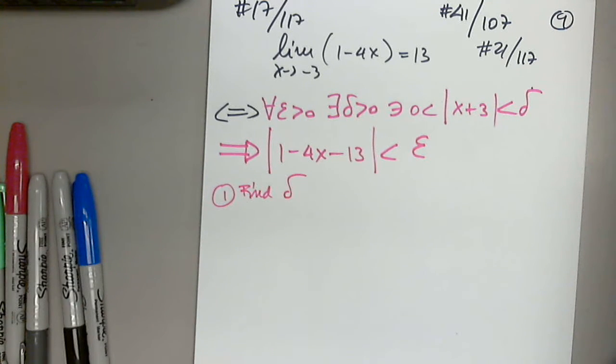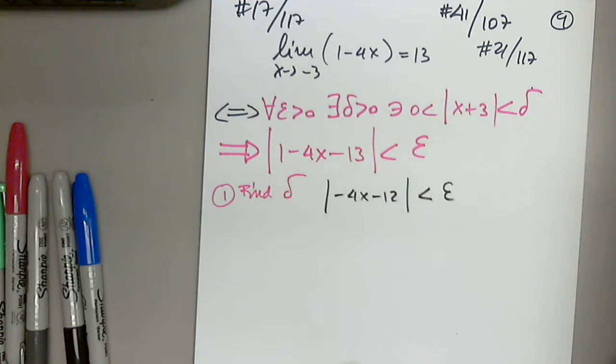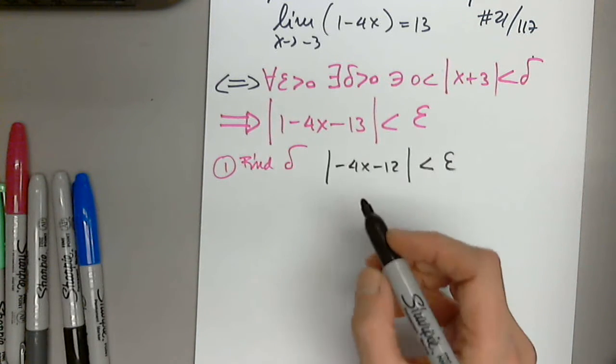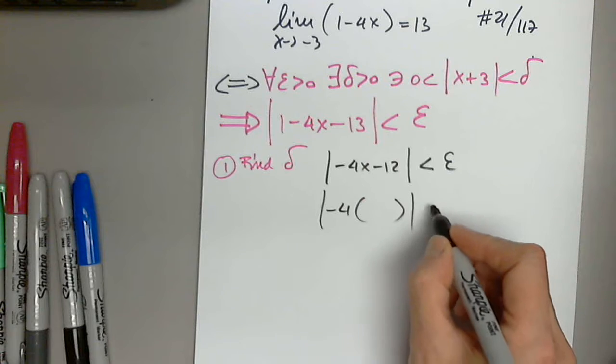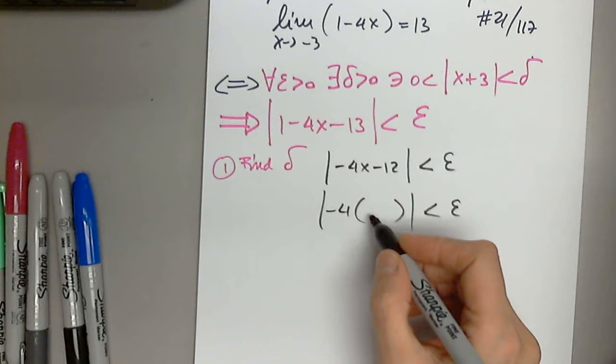Where do I start in finding delta? Well done. So -4x minus 12 in absolute value is less than epsilon. Good. Next step. Factor out. What am I factoring out? -4. So this is not cheating. But where's my target? What do I want on the left-hand side eventually? The absolute value of x plus 3. Good. So then what is left in parentheses?